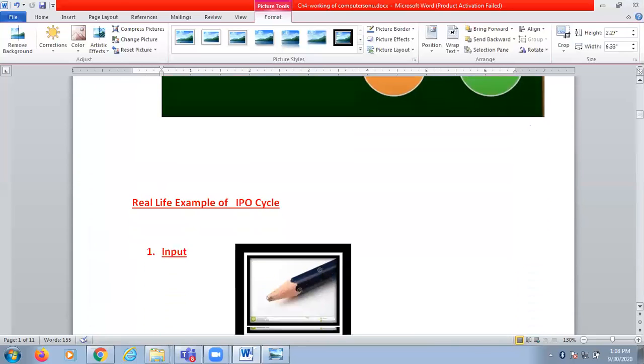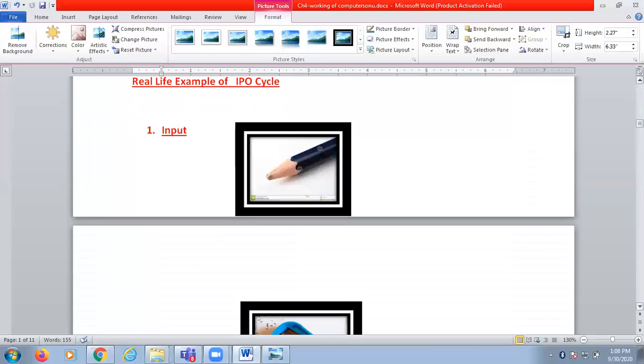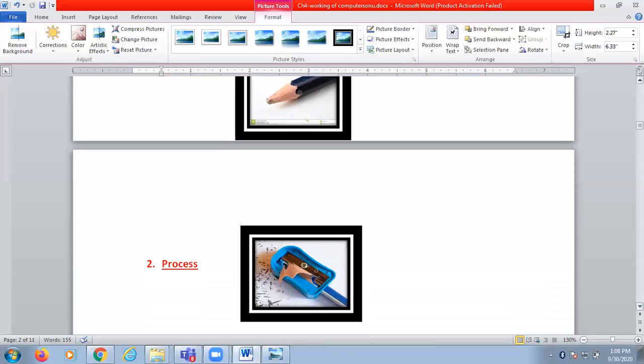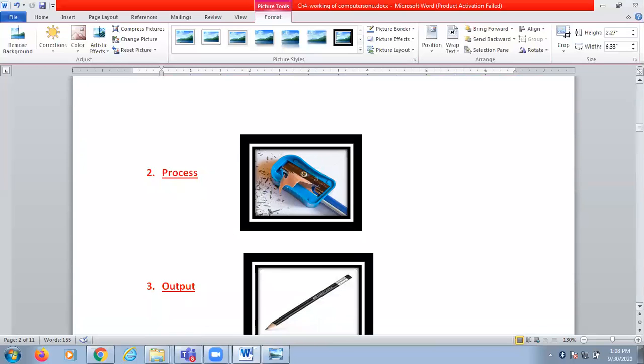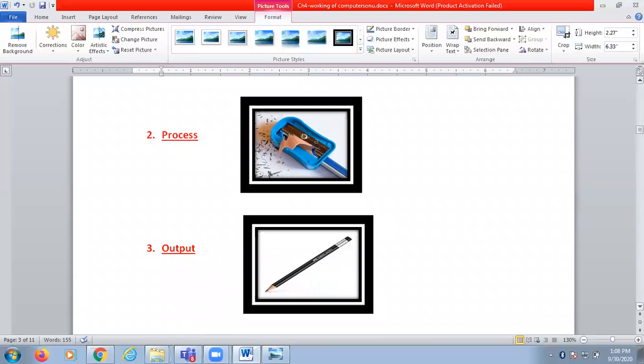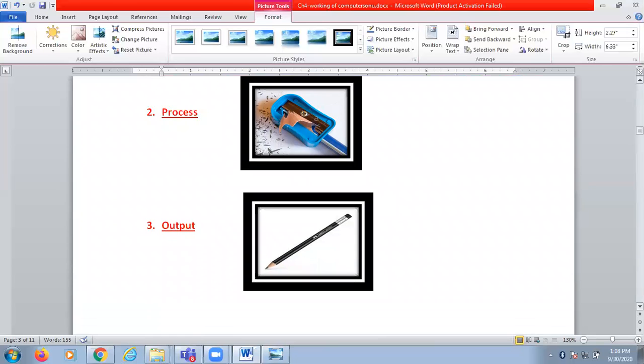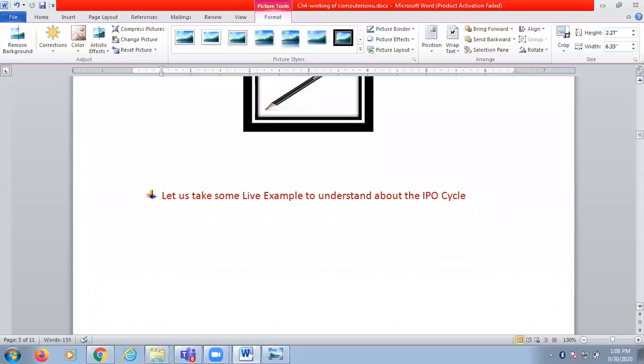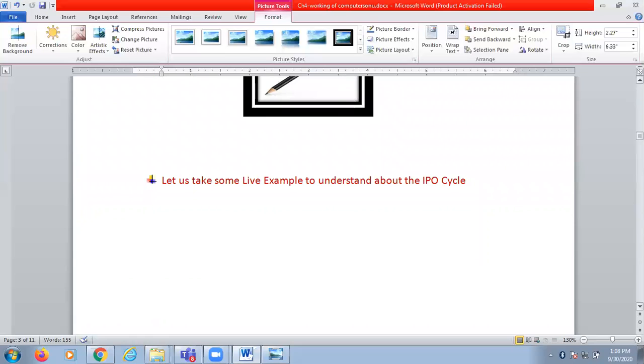Okay, so let us start with the live example. Input would be our blunt pencil. What is blunt pencil? Blunt means unsharpened pencil. Okay, what would be the process? The sharpening of our pencil is the process, and what would be the result? Sharpened pencil. This example we have learned in the previous session also. Let us take new examples so that IPO cycle should be clear to every child.